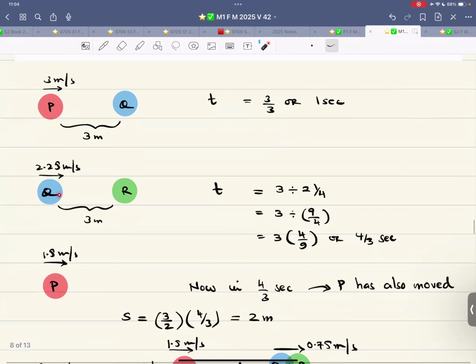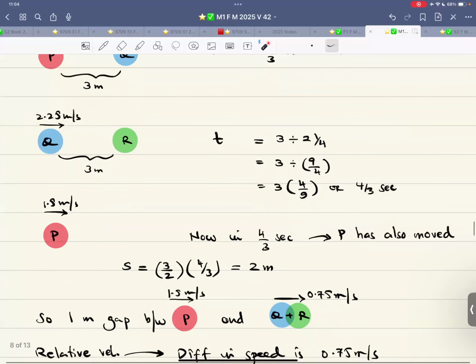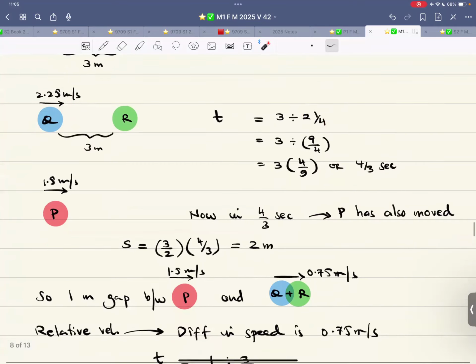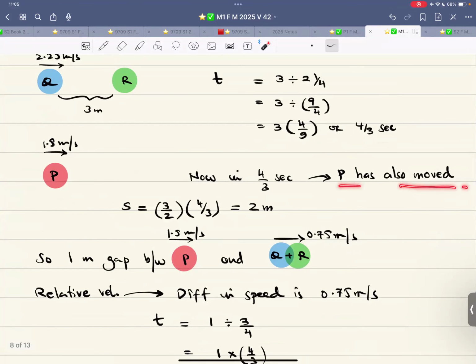Now let's start the story of Q. The speed of Q is 2.25. There is a distance of 3 meters to reach R. So distance of 3 divided by 2.25, in fractions, comes out to be 4/3 second. Now, is P just stopping there and looking around, or is it moving? No, it's moving with a speed of 1.5 meters per second. So in this 4/3 second, what is happening to P? P has also moved. So how much has it moved? This is the speed, 1.5, and this is the time, which is 4/3. This comes out to be 2 meters.